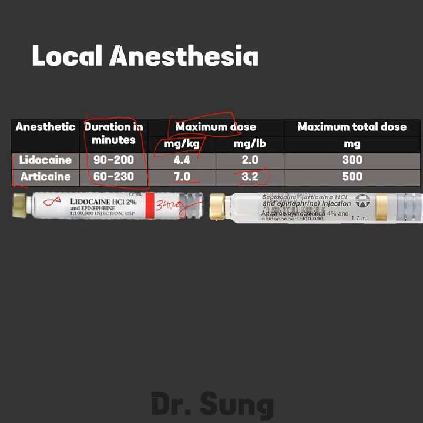Articaine is another problem. So 4% meaning what? 4 gram, right? It was 2 gram. The lidocaine was 2 gram. Articaine is 4 gram. So in the same way, 1 gram is what? 1 gram is only 17 milligram, right? So you just multiply them.